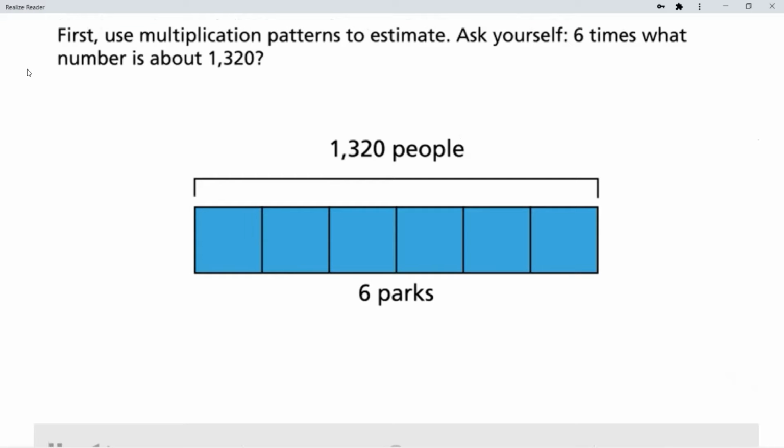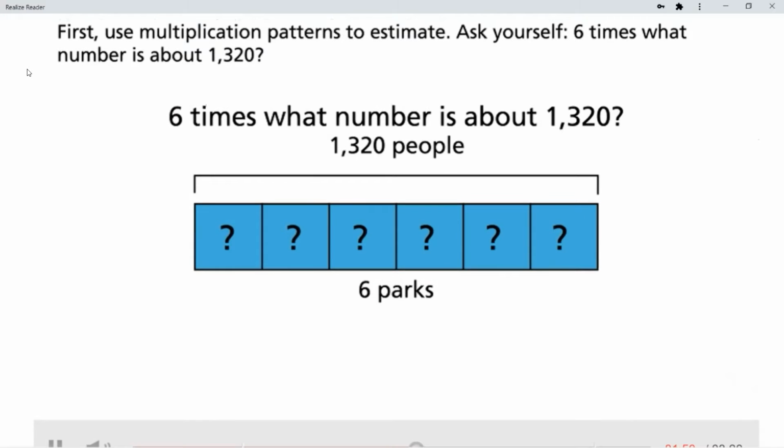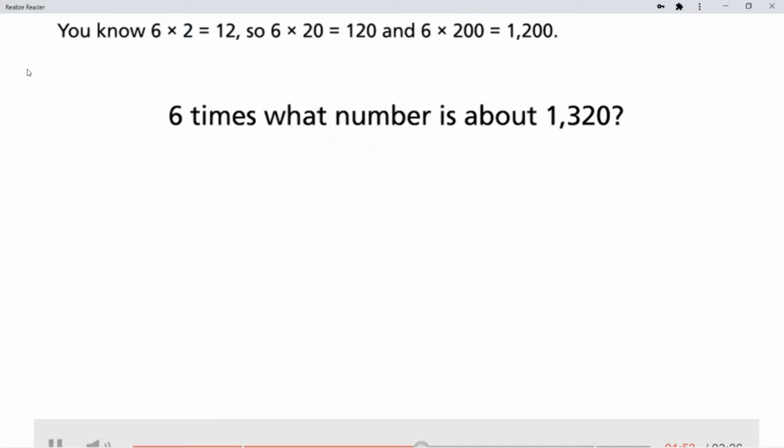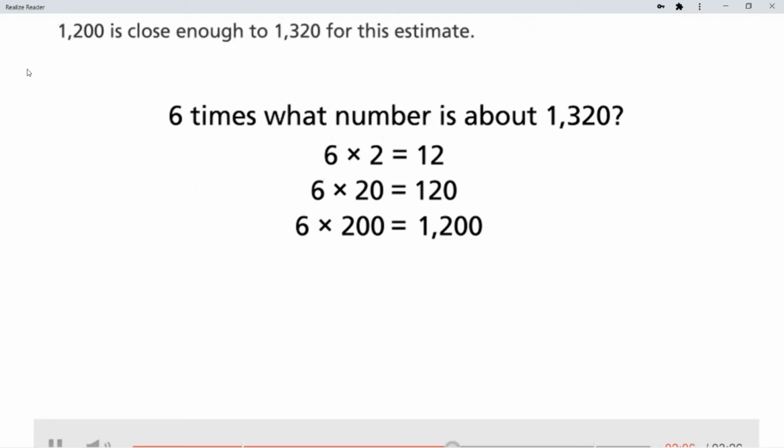First, use multiplication patterns to estimate. Ask yourself, 6 times what number is about 1,320? You know 6 times 2 equals 12, so 6 times 20 equals 120, and 6 times 200 equals 1,200. 1,200 is close enough to 1,320 for this estimate.